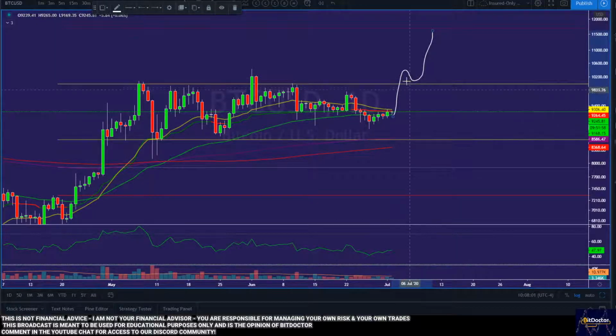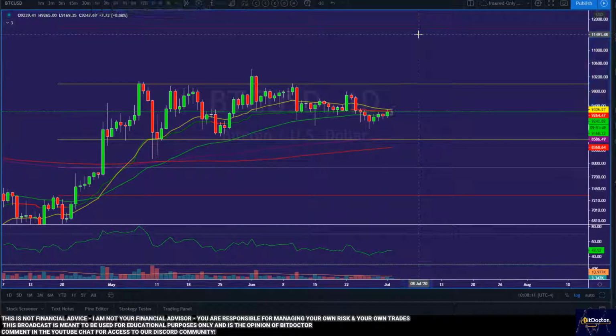So you'll want to catch the pullback. It might take a day or two. It may just fly through there, as Bitcoin loves to do. Bitcoin often does not give you an opportunity to get an optimal price. You have to kind of risk it because we don't know what's going to happen here.